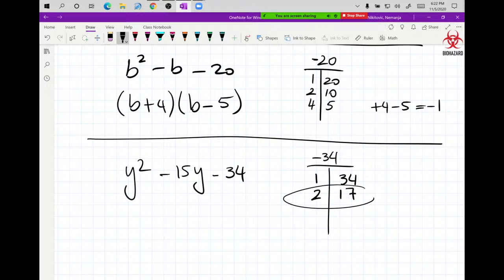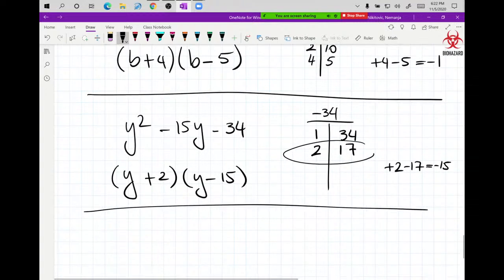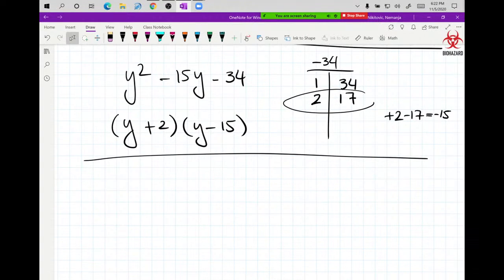-17, +2. Yes. So +2 minus 17 will give us -15. y plus 2, y minus 15. There it is. All right. x squared plus 5x minus 4.